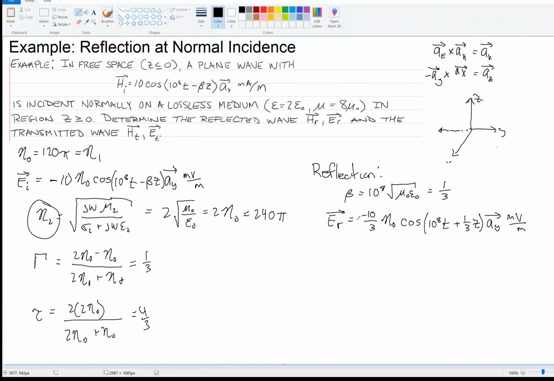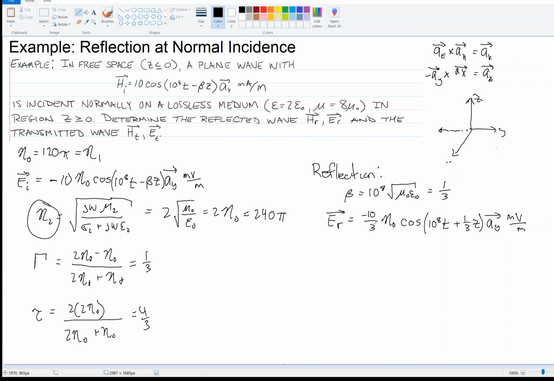So we're talking about the reflected electric field. So the electric field must be traveling in the opposite direction. So that wave that was going in the positive z direction, so we had minus beta z, is now going in the negative z direction because it was reflected. So this becomes positive beta z, positive 1/3 z. But we were always assuming that the electric field points in the same direction after reflection. So that negative stays there, right where it's at, negative 10.